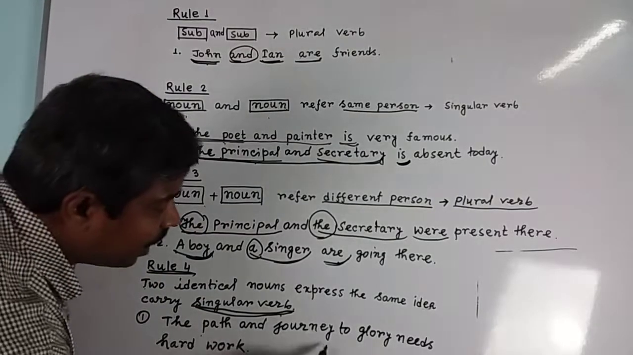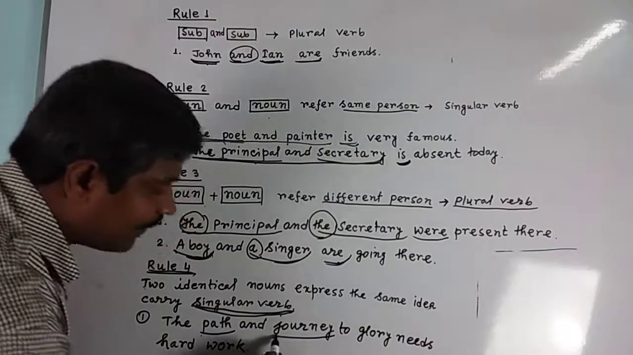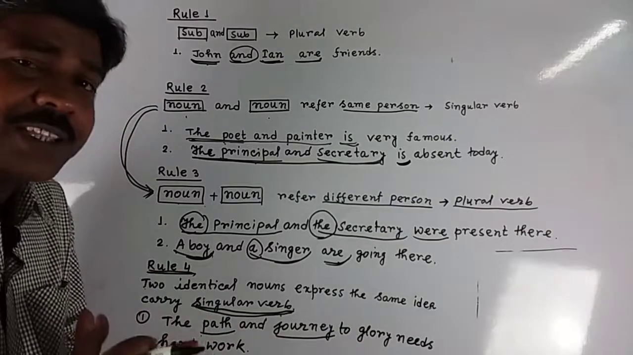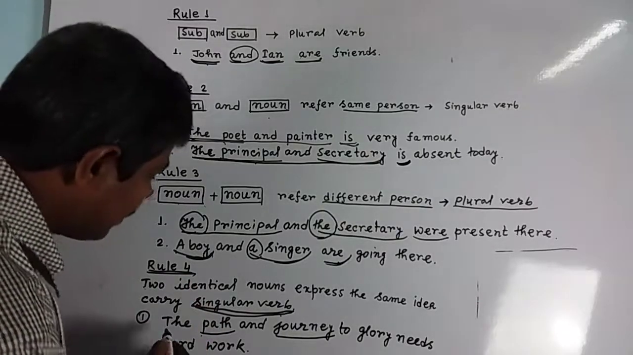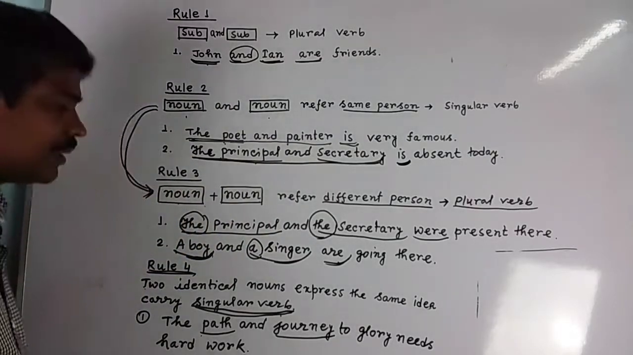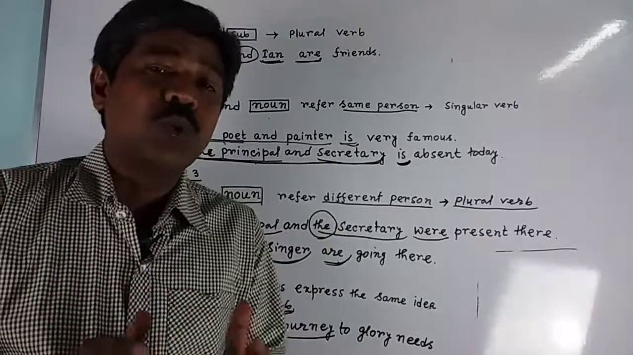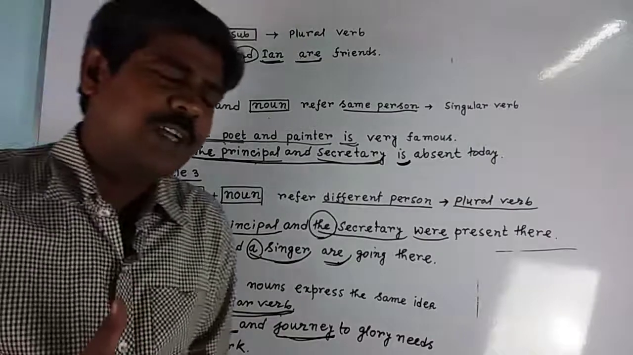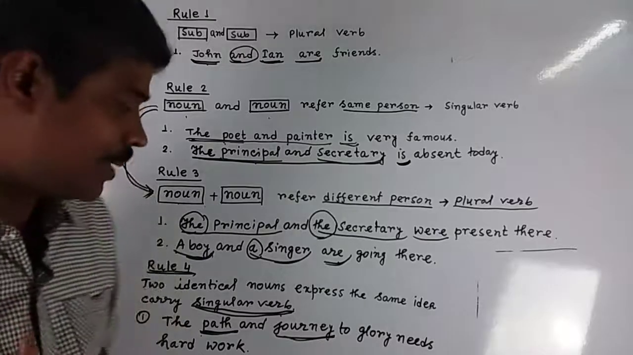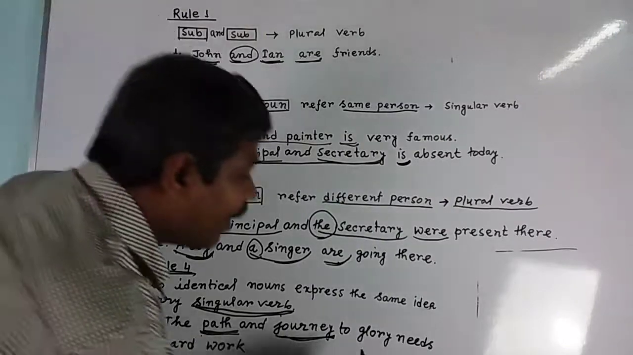The path and journey, that is also a noun. Journey, that is also another noun, and these two nouns are expressing the same idea, that is the path and the journey to glory needs hard work. That means if you wanna soar up in your life, you have to do hard work. It means, my dear friends, you have to do hard work if you wanna glorify your life. That means here path and journey both expressing the same idea, that is glorifying your life.